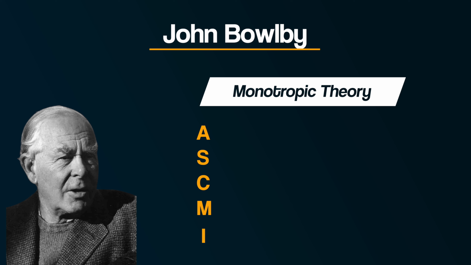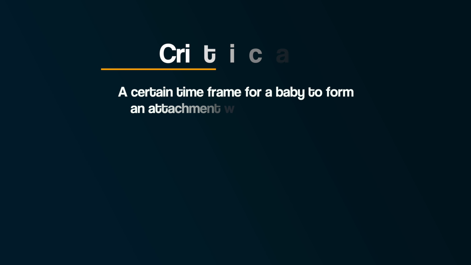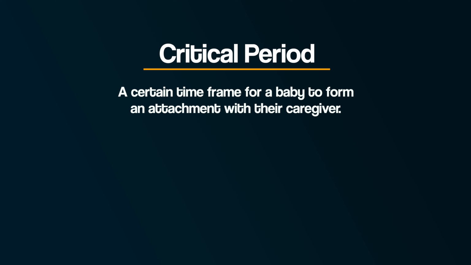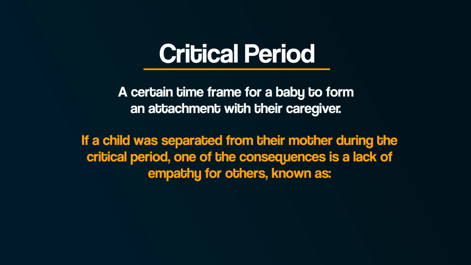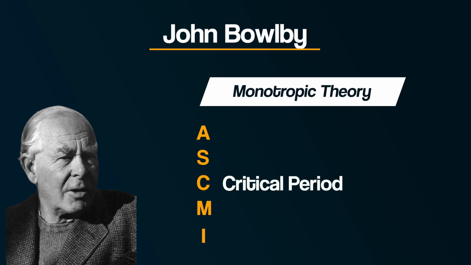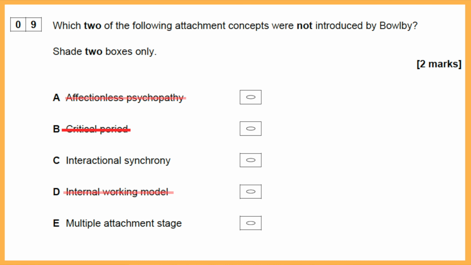For the purposes of this question, C refers to the critical period. In Bowlby's theories, this was where he outlined what could go wrong if a child was separated from their mother during the critical period, with one of the consequences being a lack of empathy for others, otherwise known as affectionless psychopathy. And in his monotropic theory, the I refers to the internal working model, so we can cross out all of those 3 from the list. This leaves us with C and E.